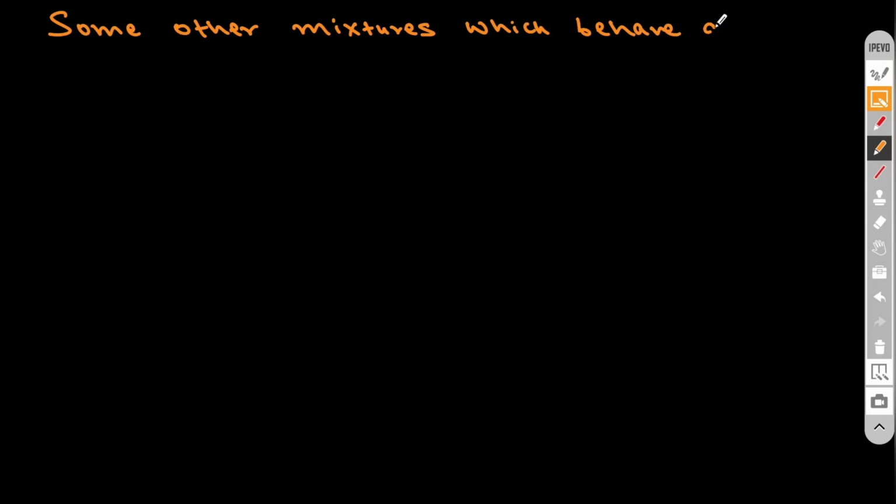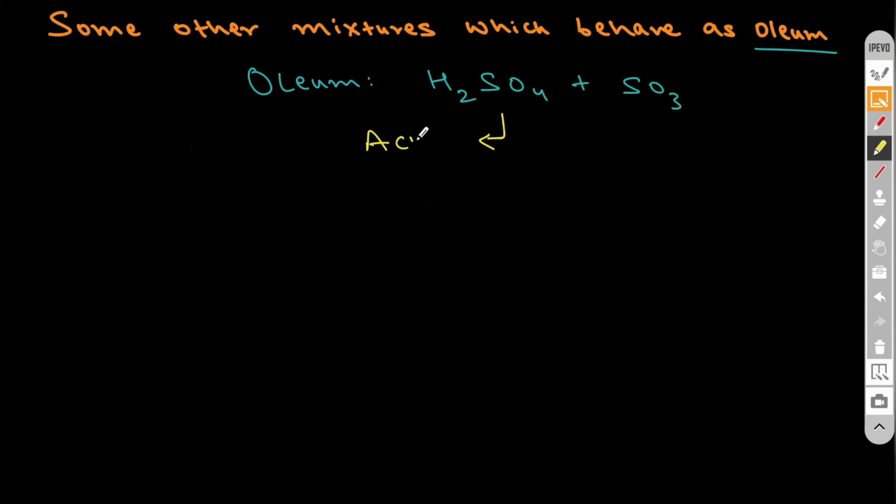Hope you understand this. Now we'll talk about some other mixtures which behave as oleum. We know oleum is a mixture of H2SO4 and SO3. So there are some mixtures which behave similar to oleum. Here H2SO4 is the acid and SO3 is the anhydride of the acid. Basically, an anhydride is formed when water is removed from the acid.